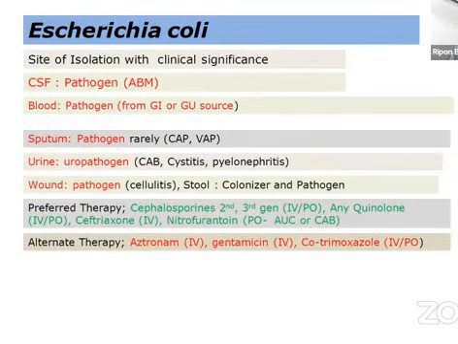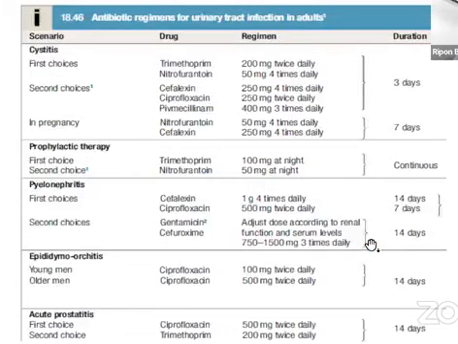Now, gram-negative bacilli, Escherichia coli. They are in the gut and are non-pathogenic, but they are pathogenic when isolated from CSF, blood, urine, bone, and sometimes from sputum. Here, the preferred therapy is second or third generation cephalosporin, any quinolones, ceftriaxone, nitrofurantoin. Alternatively, aztreonam, gentamicin, cotrimoxazole can be used.